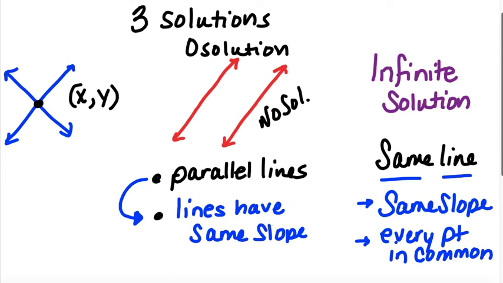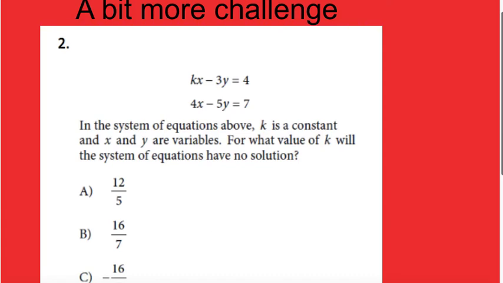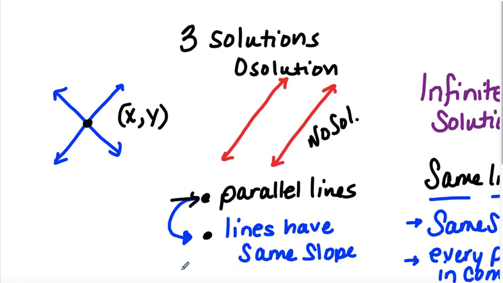Let's attack a more challenging problem than we did in part 1. Here we go. It says, in the system of equations above, k is a constant and x and y are variables. For what value of k will the system of equations have no solution? First of all, they didn't tell me what type of system, so we want to look at it carefully and see that these are both linear equations. They said that x and y were the variables and that k was a constant. We're going to see that a lot. All that means is that k is a number, and I have to find it. So as soon as I see "no solution," I need to think about that scenario: parallel lines. Most important part, they have the same slope.